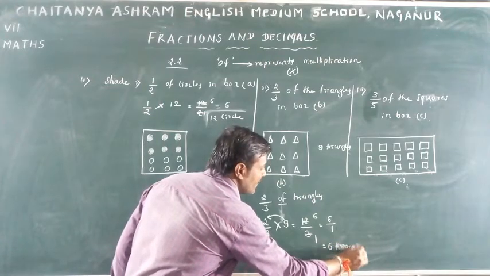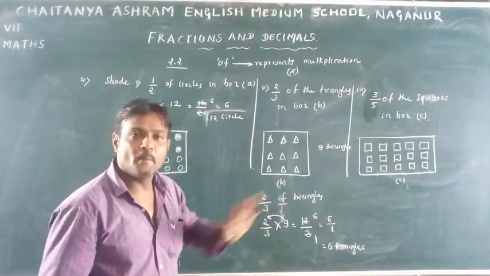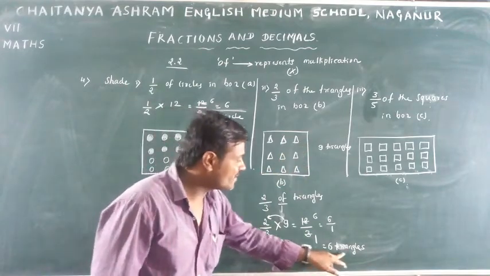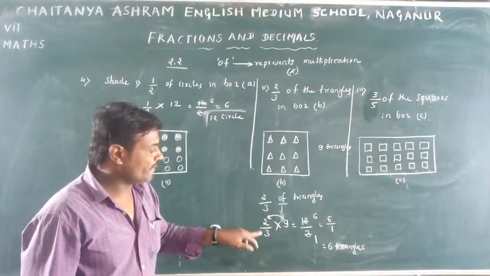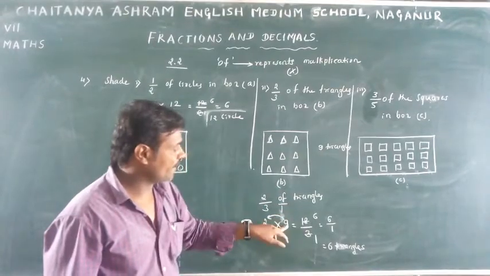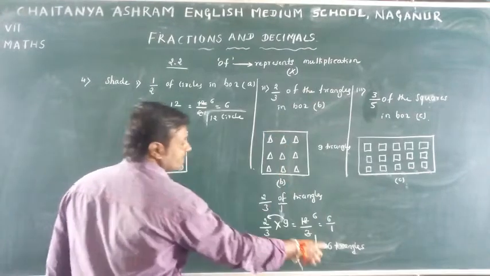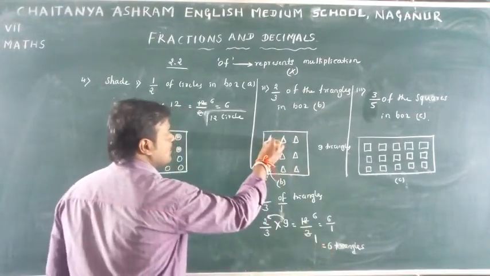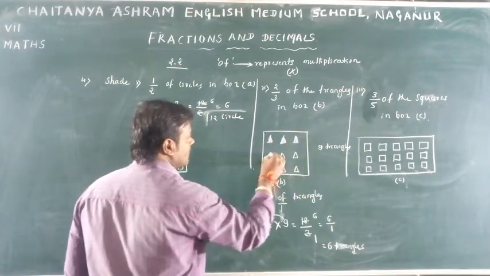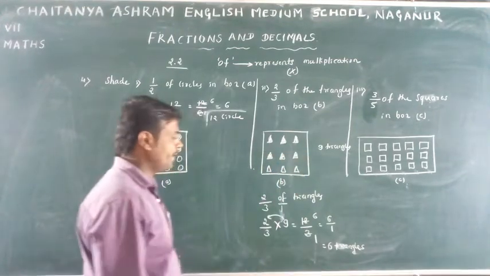So, dear children, 2/3 of triangles means 2/3 of 9, which means we have to shade 6 triangles. 2 by 3 "of" means multiplication, and the total number of triangles is 9. So this is equal to 6. Then shade 6 triangles: 1, 2, 3, 4, 5, 6. Clear?